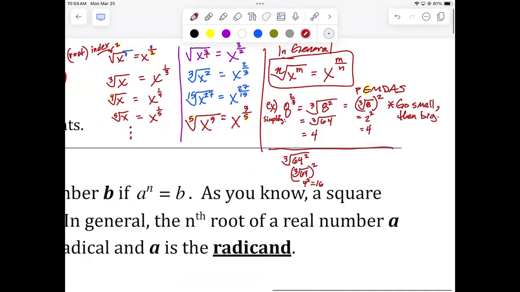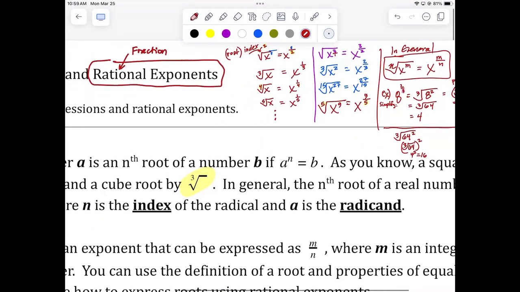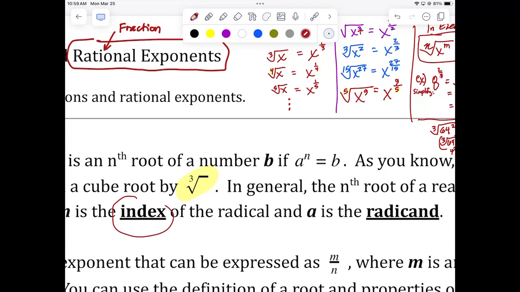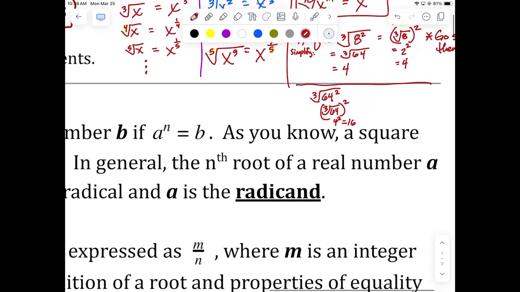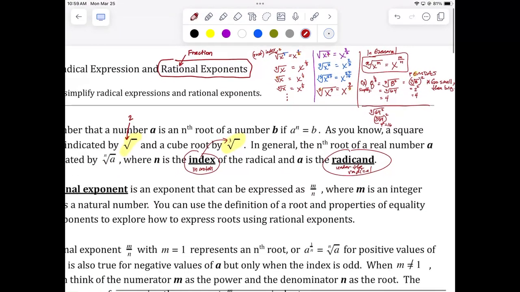Boy, it's fun and easy, isn't it? Okay, so just some terms. Again, the index is written in the crotch. If you don't want to call it a crotch, you can call it a V, whatever. I call it the crotch. That's what it is. If you don't see anything, it's implied to be a 2. It's never a 1 because we don't need it for a 1, but any other number, it's going to be n. It has to be defined. And then the thing under the radical is the radicand. And of course the radical is the symbol.